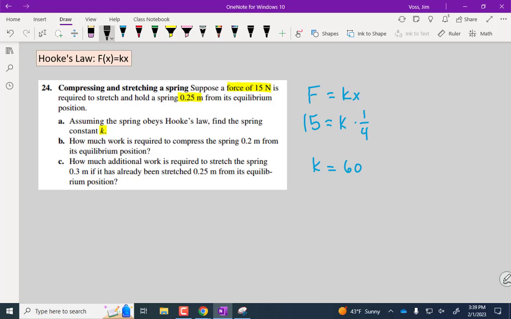So that is part A. So part A, what's the spring constant? 60.